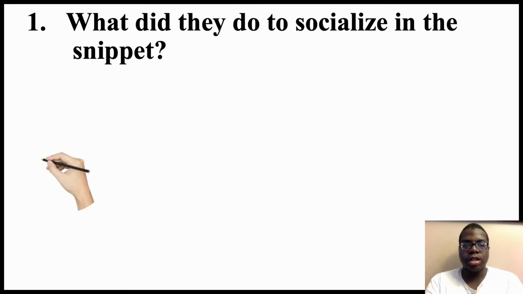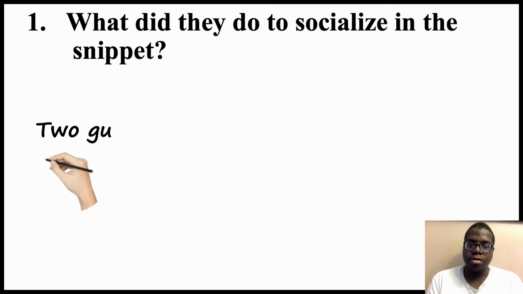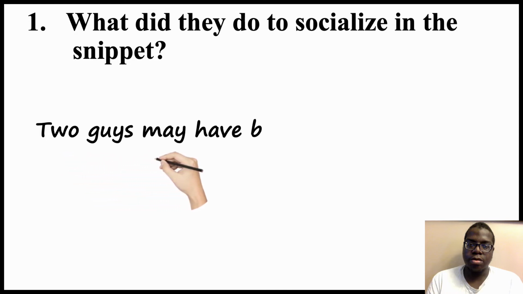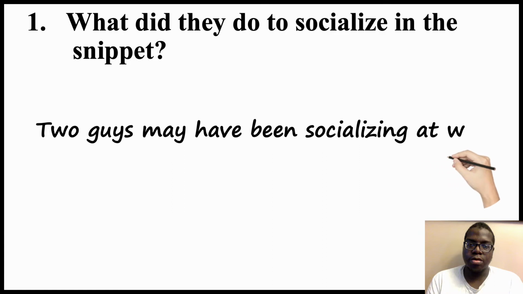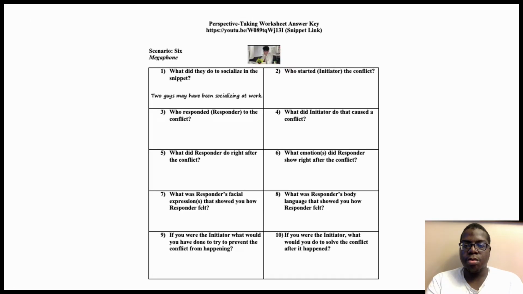Read the question. Question 1. What did they do to socialize in the snippet? Think back to the snippet. Two guys may have been socializing at work. Write the answer. Box 1 is complete. Now go to box 2, question 2.